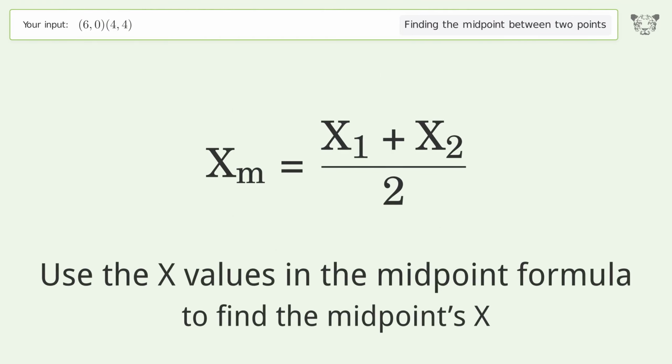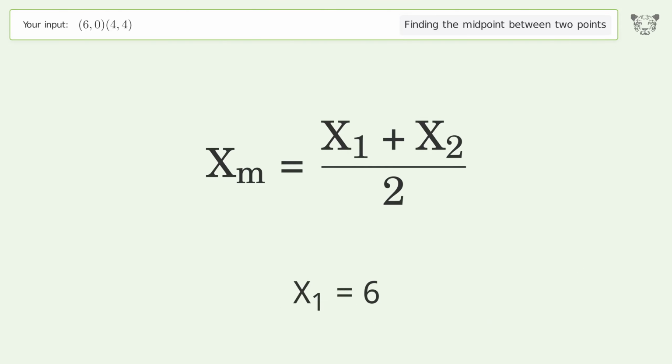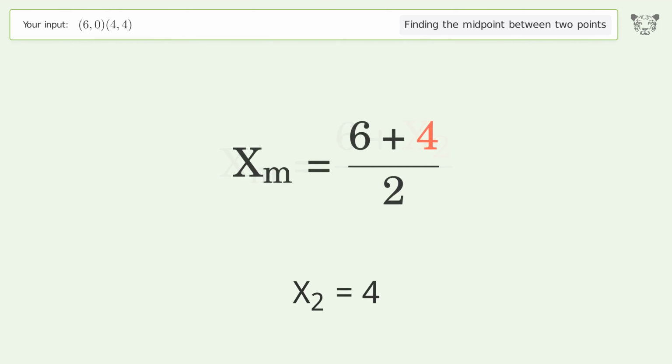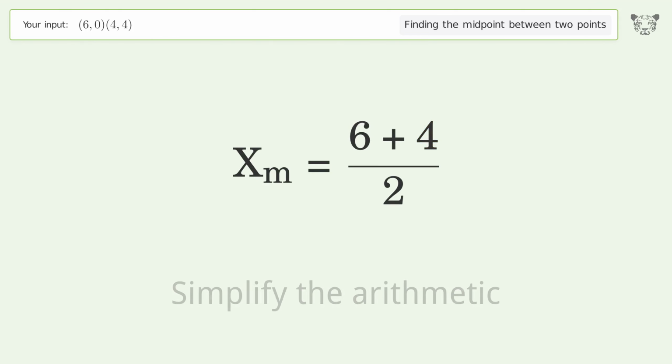Use the x values in the midpoint formula to find the midpoint's x. x1 equals 6. x2 equals 4. Simplify the arithmetic.